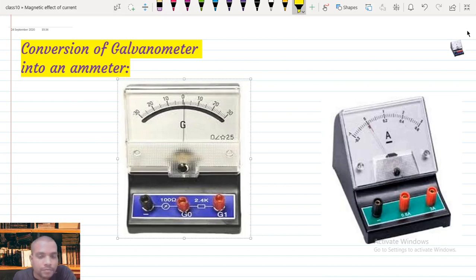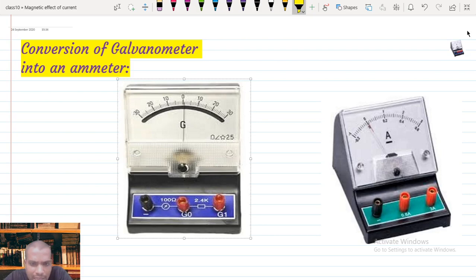Hello everyone. In my previous concept, I discussed the galvanometer and we got an expression for the figure of merit. So the important application of the galvanometer, I said, is that it is used to measure current. Even very feeble currents can be measured.